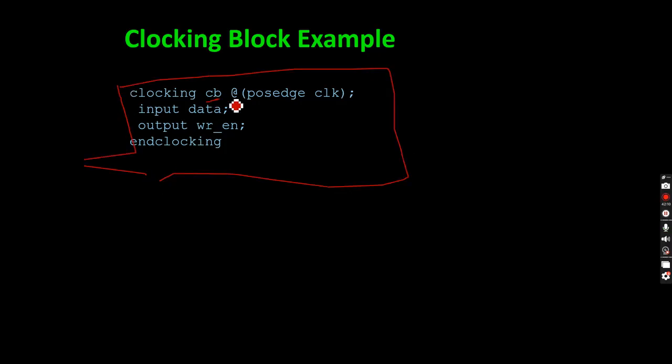Clocking CB at the posedge or negedge you can use, and input data, output data. This is the thing. Like this, this will be included inside the interface.